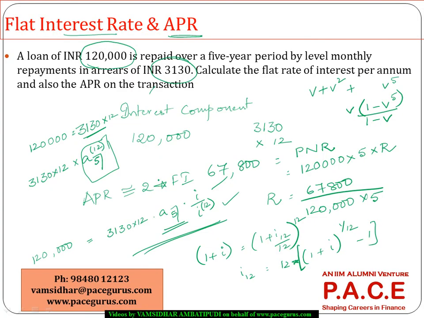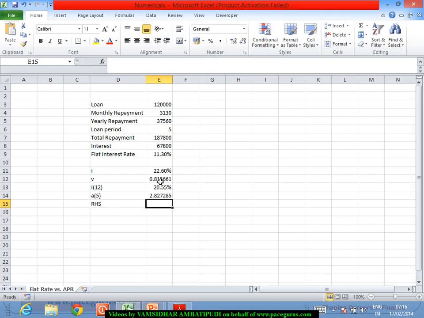So from here I will get the right hand side, which is 3130 multiplied by 12 multiplied by A5 multiplied by I by I12. So here comes the problem. This right hand side is 116 whereas the left hand side is 120.